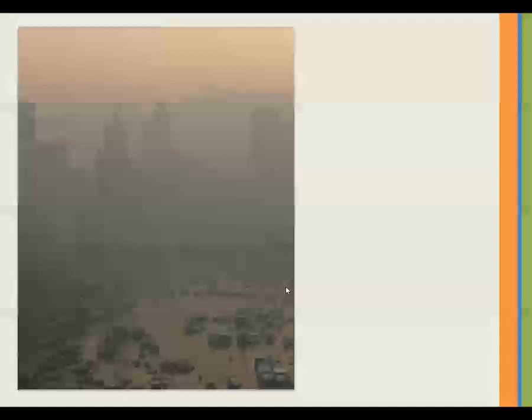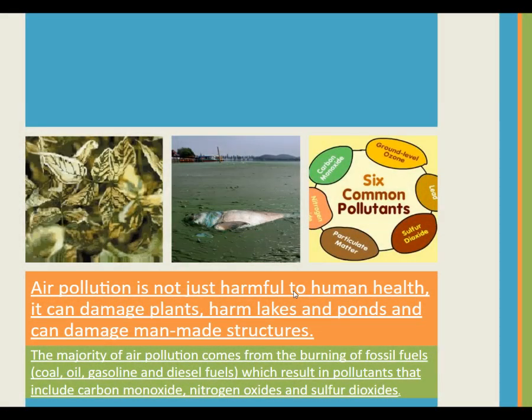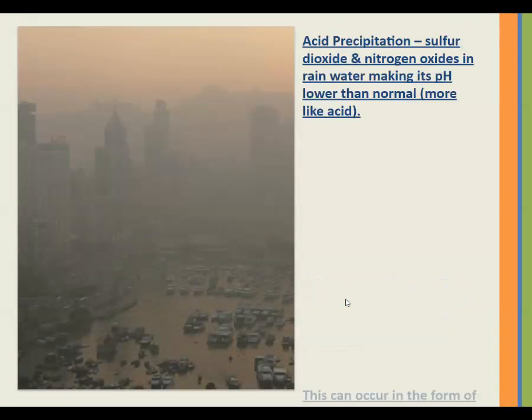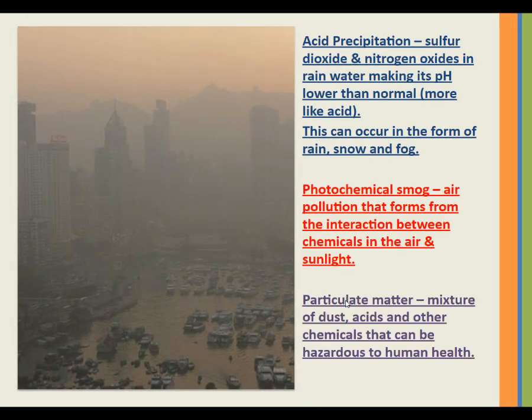Air pollution is not just harming human health, it is harmful to our lakes, animals, and ponds. It can do damage to man-made structures. The majority of the pollution comes from fossil fuels, so oil and coal, things that we use. When we use coal, sulfur dioxides, nitrogen oxides, and carbon monoxide are the most damaging that we can see. Now, acid precipitation is when rainwater is lowered in pH and causes damage.